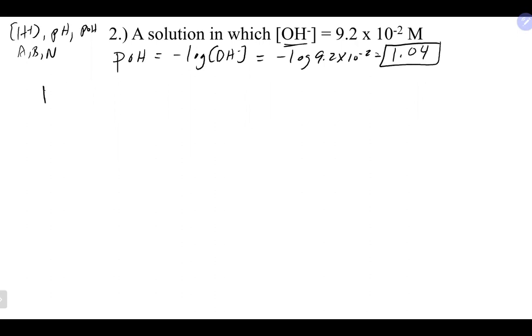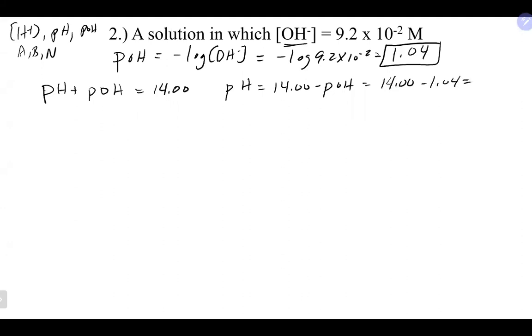At this point here, we then could use pH plus pOH is equal to 14. That means that the pH would equal 14 minus the pOH. So 14 minus 1.04 is going to get us a pH of 12.96. Questions on that there?